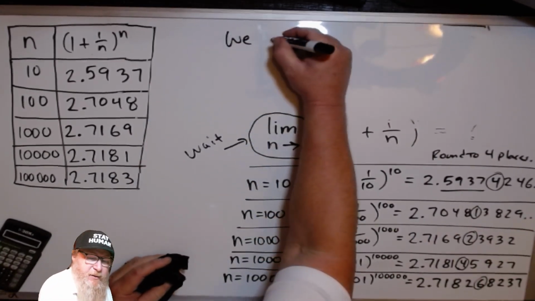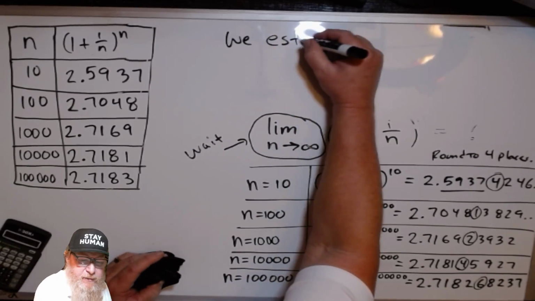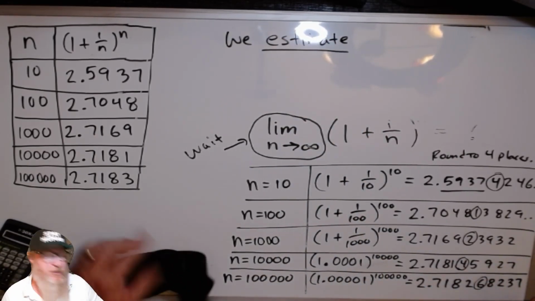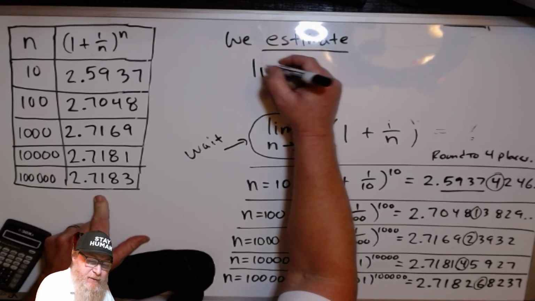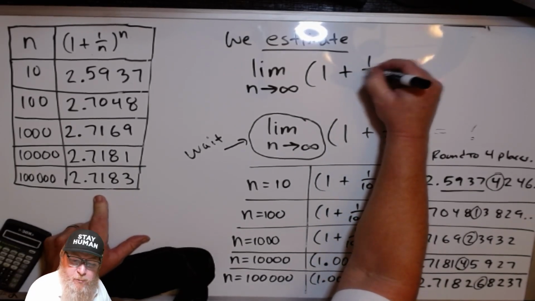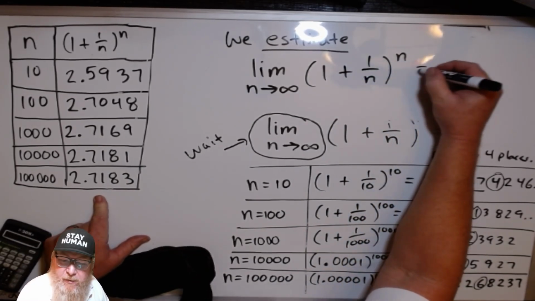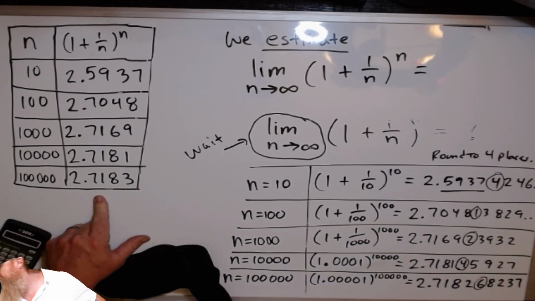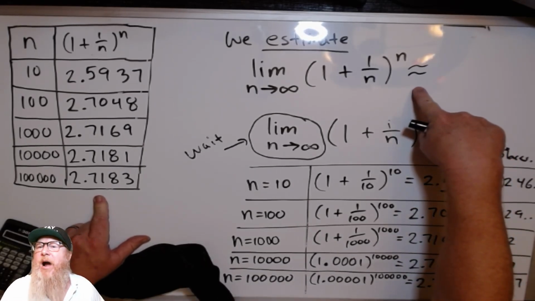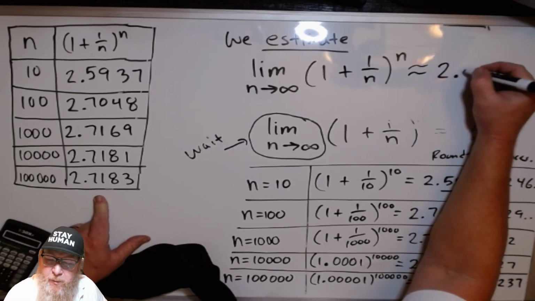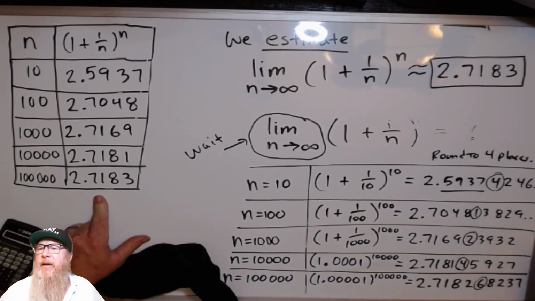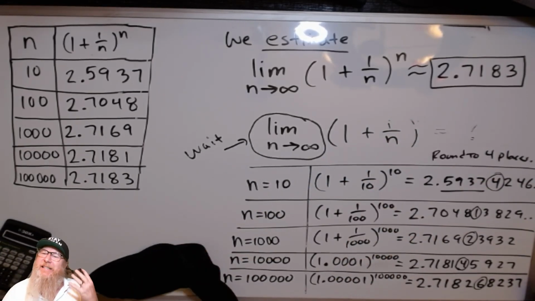So we predict, or we estimate, it's not exact, it's kind of an estimate because we're rounding, the limit as n approaches infinity of 1 plus 1 over n to the n power is equal to, or since I'm estimating it, I'm going to do the squiggle squiggle, approximately 2.7183. That's the estimated limit. It's not the exact limit.